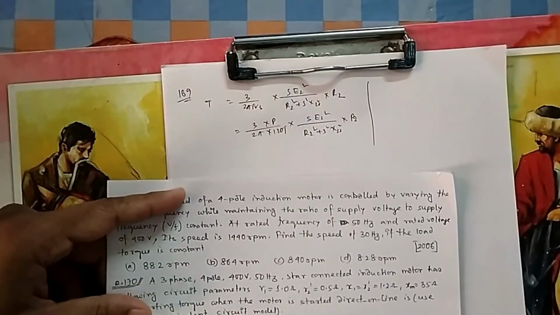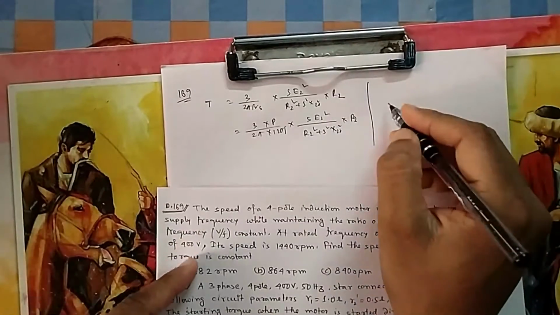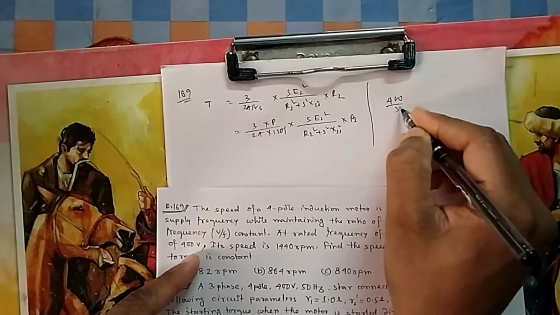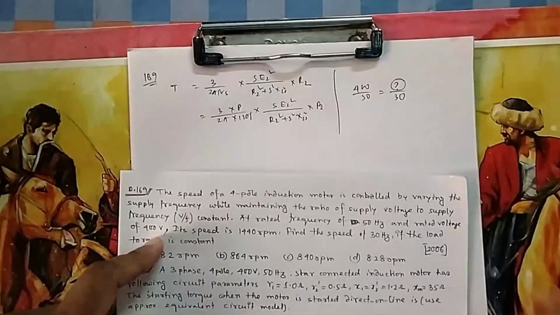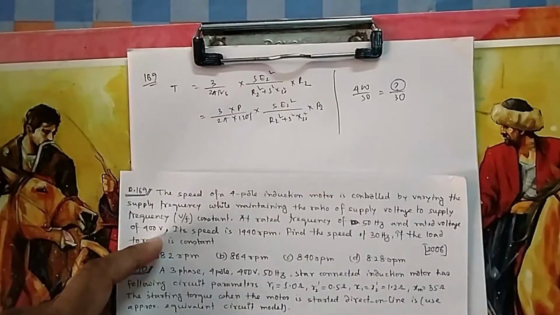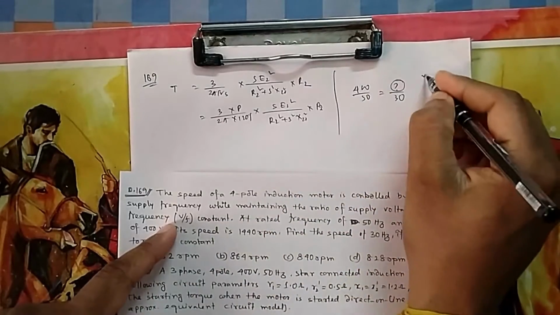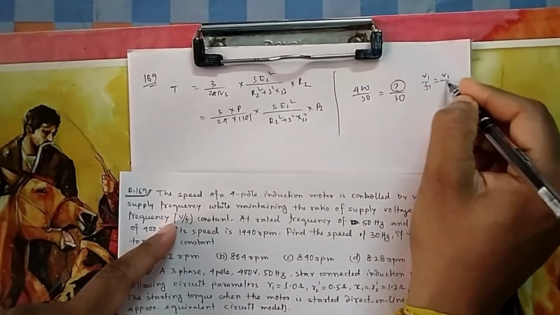Let me calculate the E2 also. Initially this was 400, because you are keeping V by F constant, so 400 by 50 should be equal to this by 30. So let me see, if you apply 30 Hz, what is the voltage you are applying, because you are keeping V by F constant. So V1 by F1 should be equal to V2 by F2.